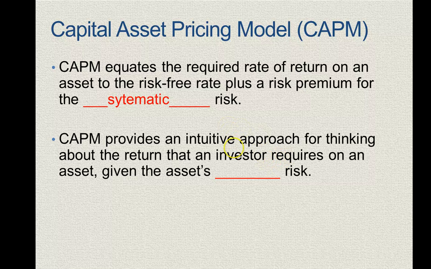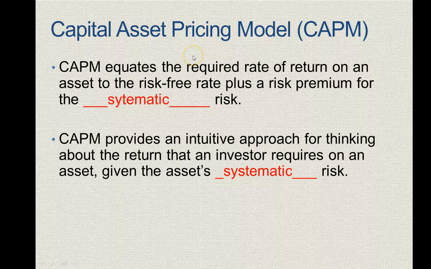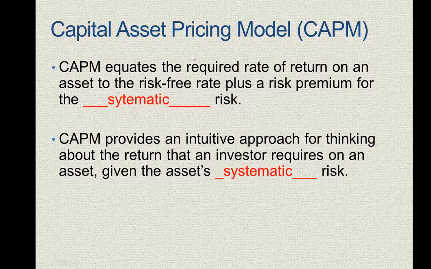So going back to the CAPM here, again, the second blank here should also be systematic risk, right? Because CAPM is trying to capture the relationship between risk and return, and we know based on the systematic risk principle, the only part of the risk that matters in terms of return is the systematic risk.